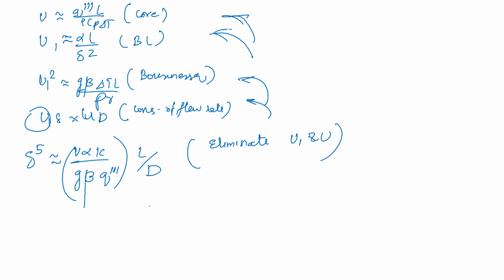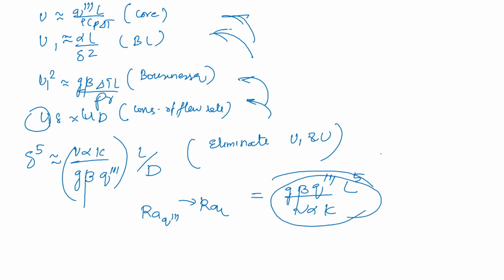But we are going to define the Rayleigh number based on this Q triple prime, RAL. So that will be g beta Q triple prime by mu alpha k into L raised to 5. So this is a newly defined Rayleigh number. You can see a similar Rayleigh number in a constant flux condition. This has been discussed in the first and second sessions, based on constant heat flux. So just replace that here.